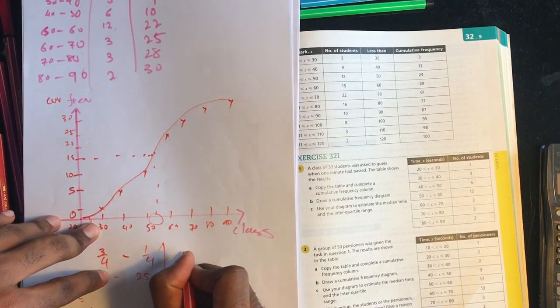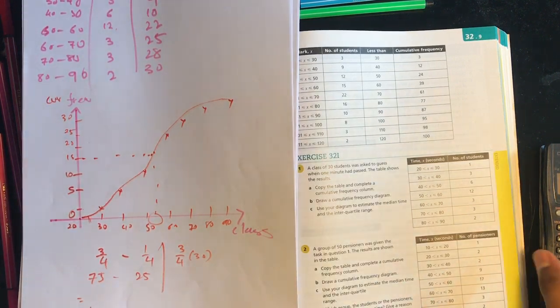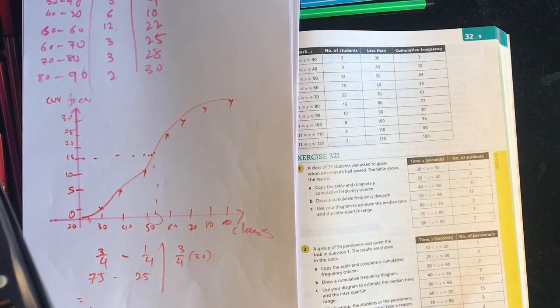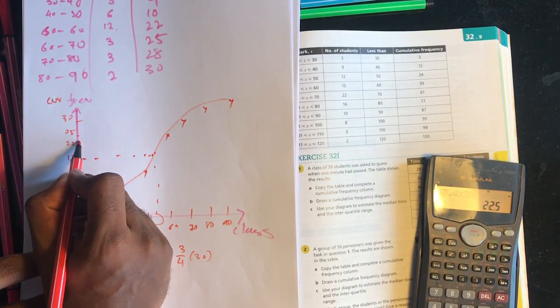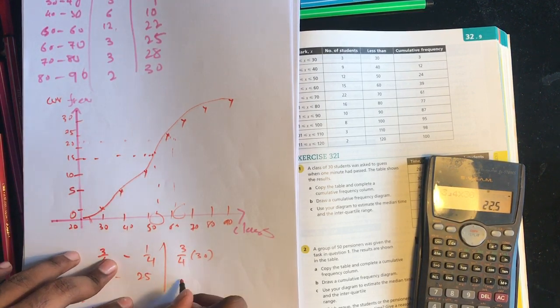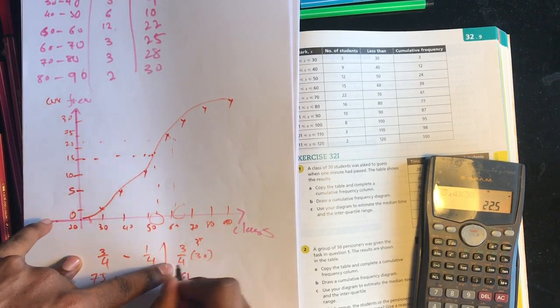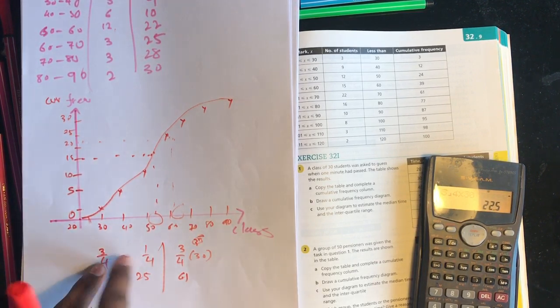I'll do it here. For the 75%, you take 3 over 4 times 30. So 3 over 4 times 30 is what, guys? You get about 22.5. So you go to 22.5, you dot, and then you read what's the value. I'm estimating it's about 61. That is what I call the third quartile.